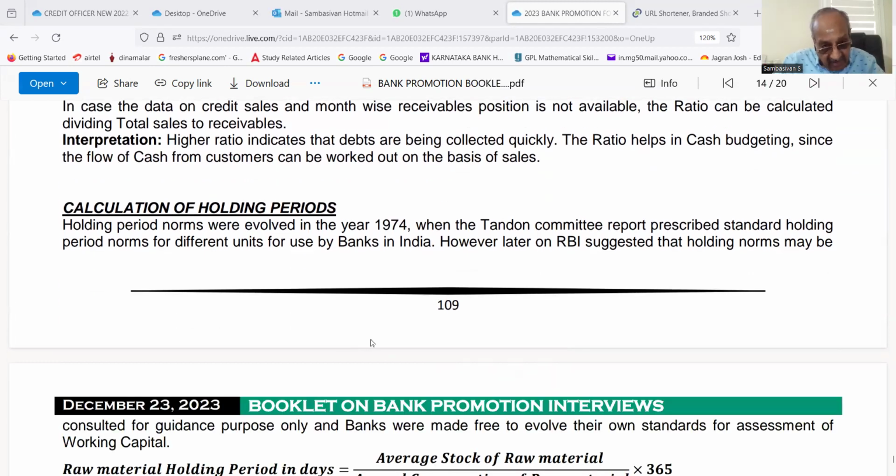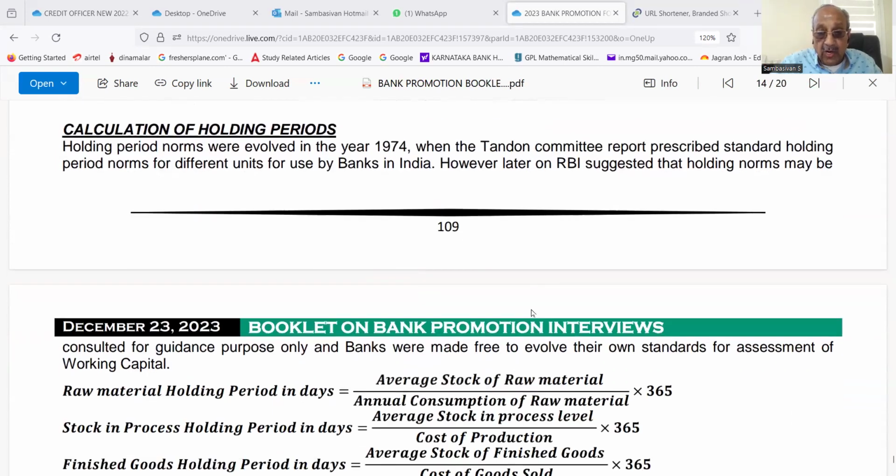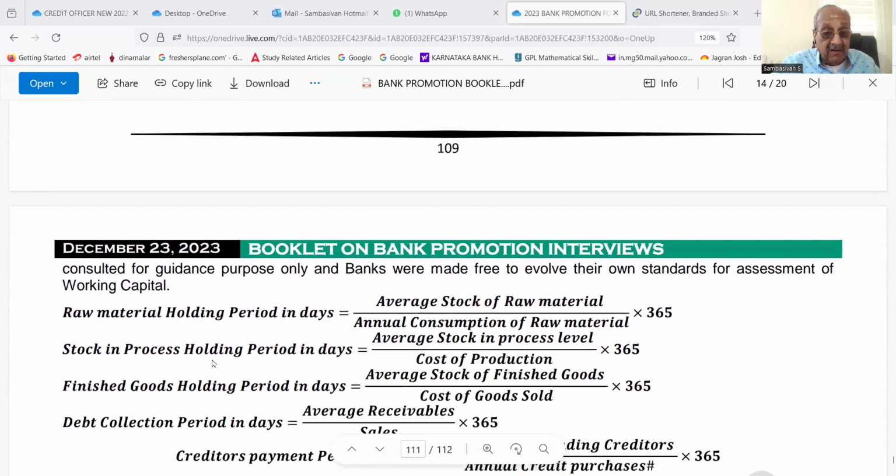Calculation of holding periods. Holding period norms were evolved in the year 1974 when the Tandon Committee report prescribed a standard holding period for different units for use by banks in India. However, later on, RBI suggested that holding norms may be consulted for guidance purposes only, and banks were made free to evolve their own standards for assessment of working capital.